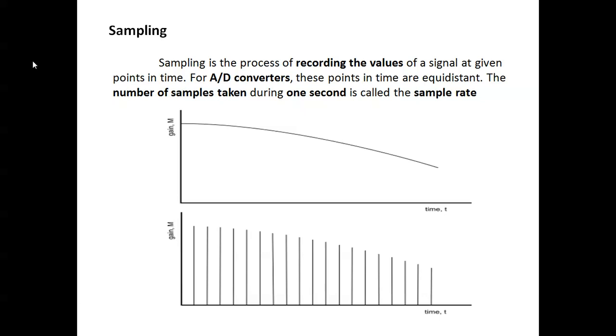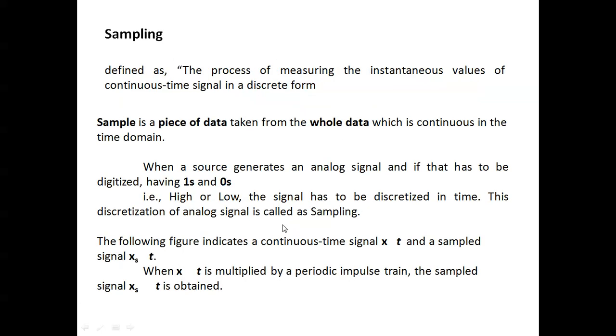In ADC converters, these points in time are equidistant. The number of samples taken during 1 second is called the sample rate. Here we have time t and gain m. This is a continuous time signal and this one is a discrete time signal. So this is sampling, the process of measuring the instantaneous values of a continuous time signal in discrete time.